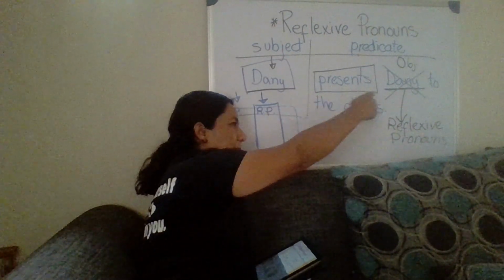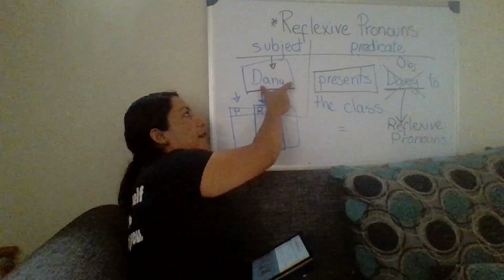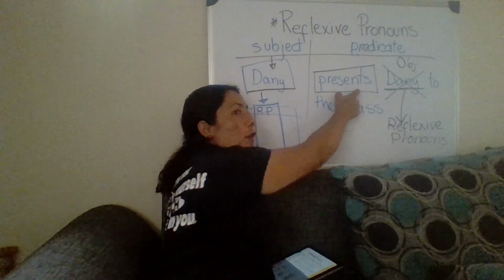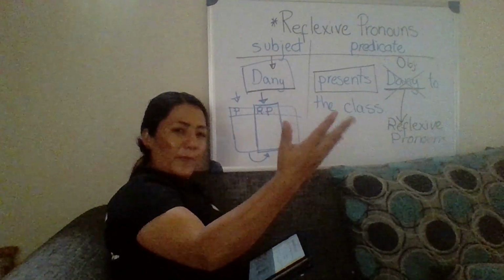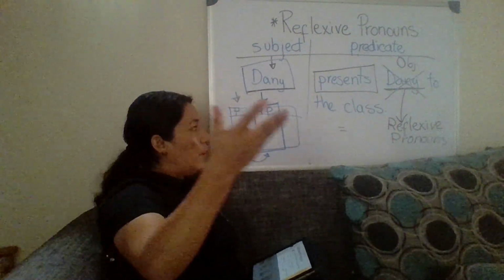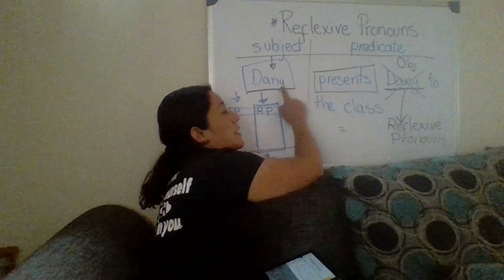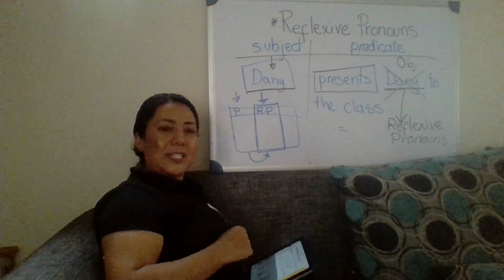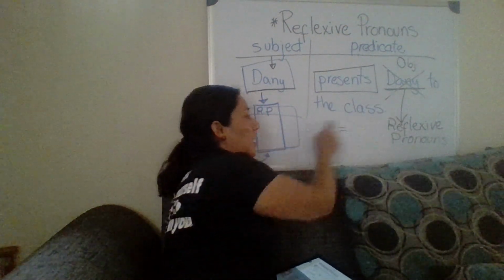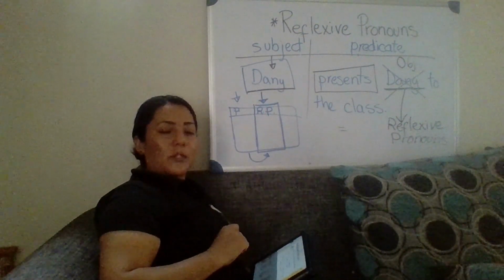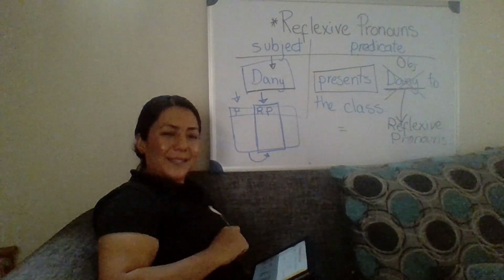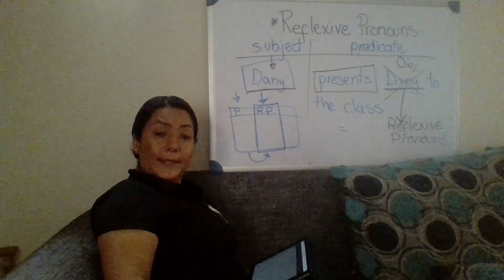First, read the sentence. Then, find the subject. Next, find the verb. Next, identify the object pronoun. After that, check if the subject and object are the same. And finally, replace the object with a corresponding reflexive pronoun. Check the process. Okay? Well, that's it.